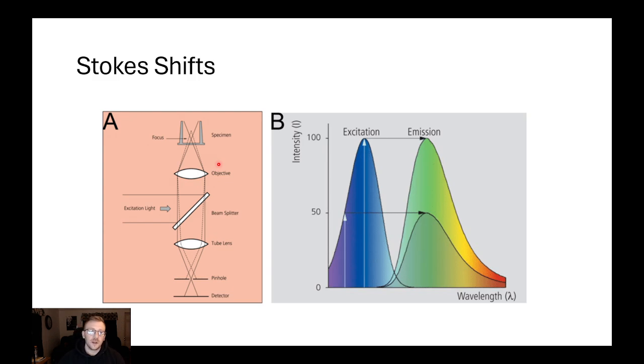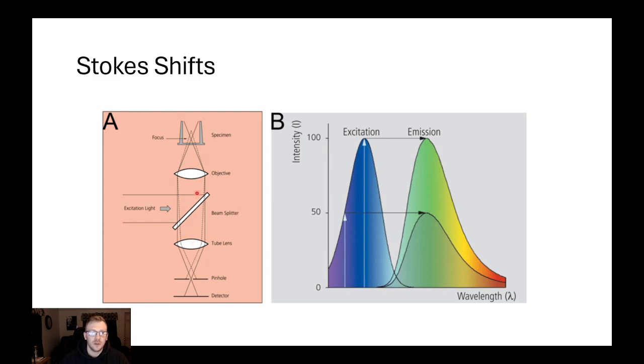So in fluorescence, the reason that fluorescence microscopy works, as I was alluding to in the last slide, is this concept called the Stokes shift. Now the Stokes shift is a change in wavelength of the light that you're using when it hits a fluorophore. So going back to our light path just a little bit, when we have an excitation light, we go through a beam splitter or a dichroic. It depends on what type of microscope you're using.